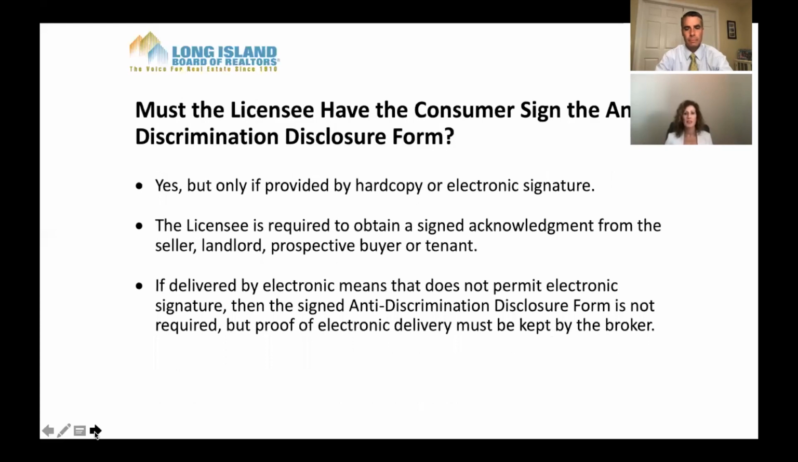Must the licensee have the consumer sign the anti-discrimination disclosure form? The answer is yes, but only if provided by hard copy or electronic signature. The licensee is required to obtain a signed acknowledgement from the seller, landlord, prospective buyer, or tenant. But if delivered by electronic means that does not permit electronic signature, then the signed anti-discrimination disclosure form is not required, but proof of electronic delivery must be kept by the broker.